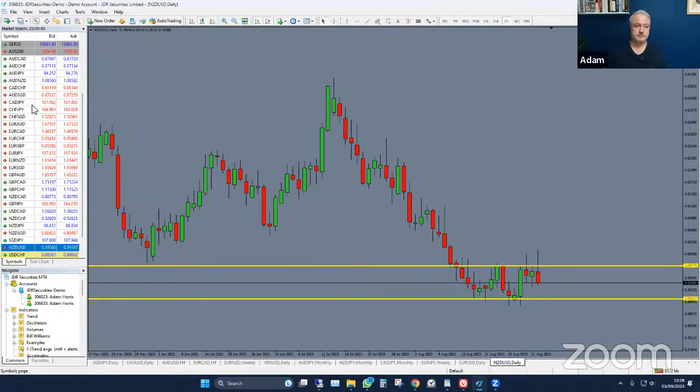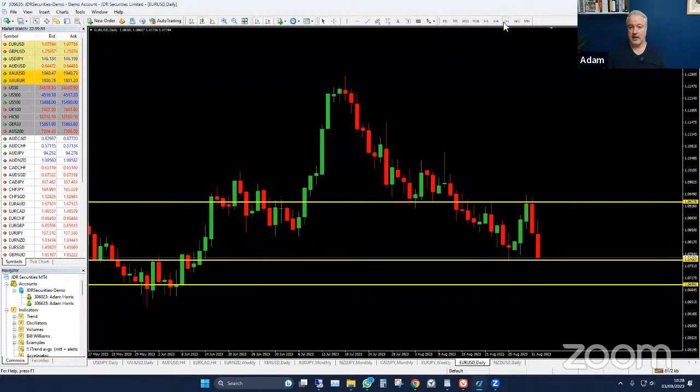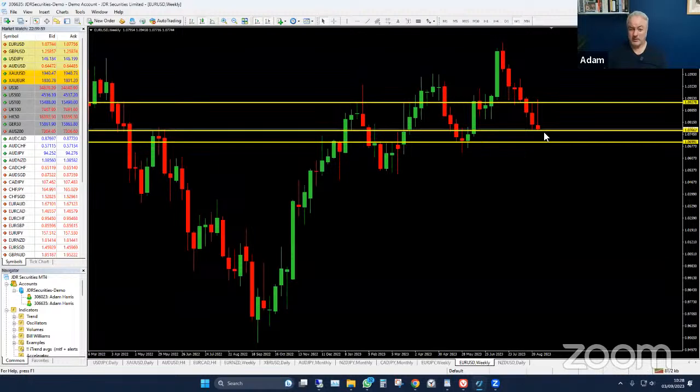Because of that, it's not a guarantee that this trend is in danger on the weekly for euro dollar, but I would say it's relatively important that we find out if we're going to get a bullish candle here. If we do get a bullish candle here next week, we're likely to then continue up.